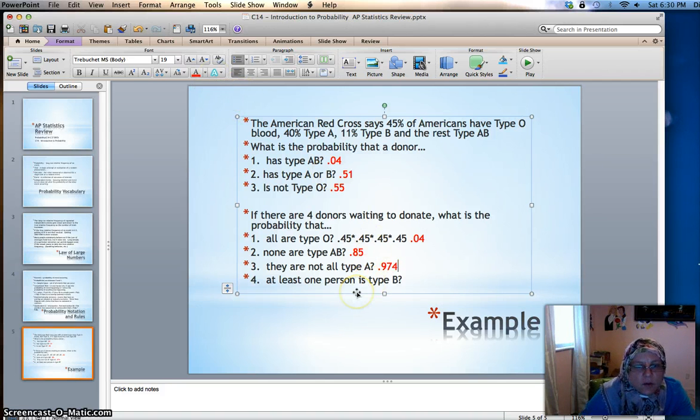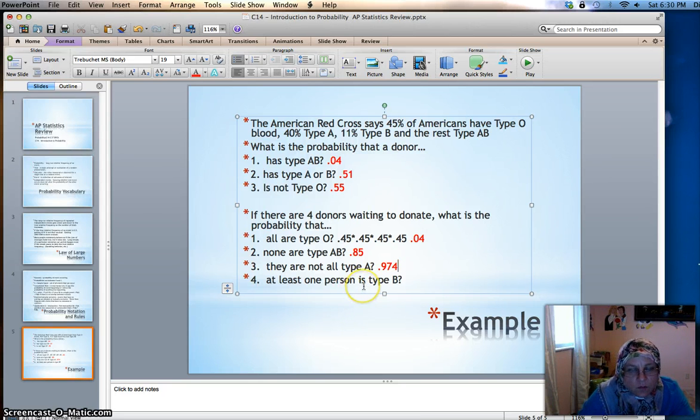All right, what's the probability that at least one person is type B? Okay, so at least one means it could be one person is type B, or 2, or 3, or 4. Again, that's a lot of work to calculate because for one person to be type B, I would have to do 1 type B, 3 not type Bs, and then all the combinations of how that could happen. Plus 2 type Bs, 2 not type Bs, times the number of combinations. Plus 3 type Bs, 1 not type B, times the number of combinations.